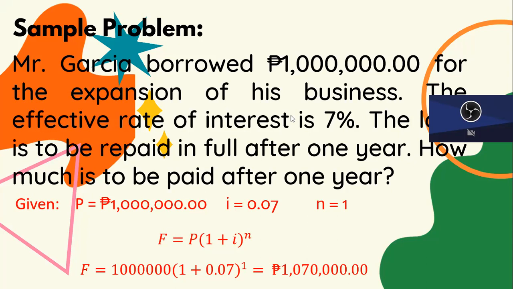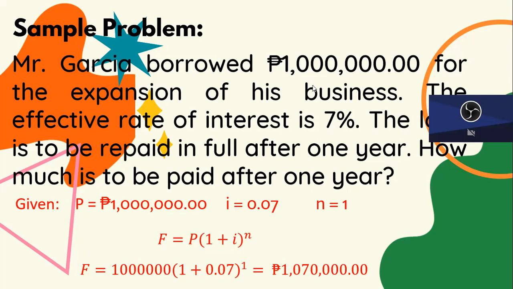So in this case, yung rate natin or yung I, ginamit na natin ang I is 7%. So that's equivalent to 0.07. And then since you're going to pay that after a year, so our N is 1. Okay? So this is just probably an example of simple interest lang. Okay po? So to compute for the future value, we have this formula.